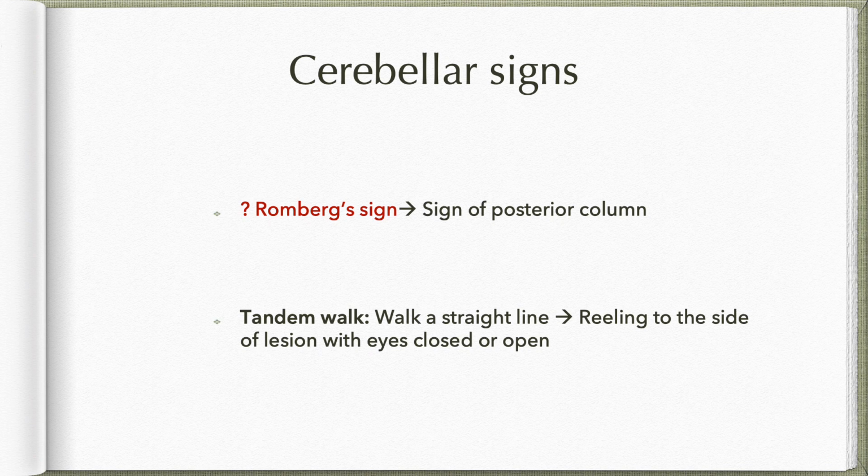However, we can test the tandem walk, that is walking the straight line by putting one foot in front of the other so that the heel of the forward foot touches the toes of the foot at the back. Now here, the patient will reel to the side of the lesion with eyes closed or open. That is a definite sign of cerebellar lesion.